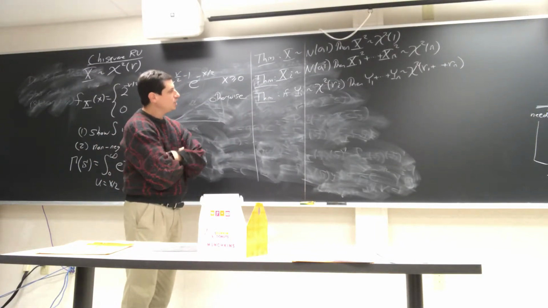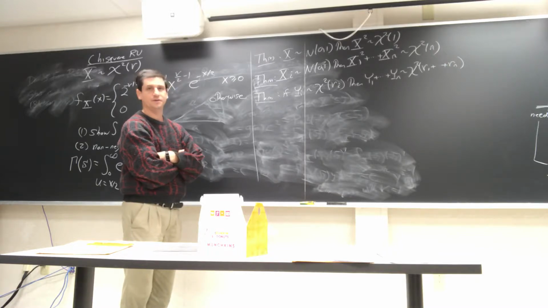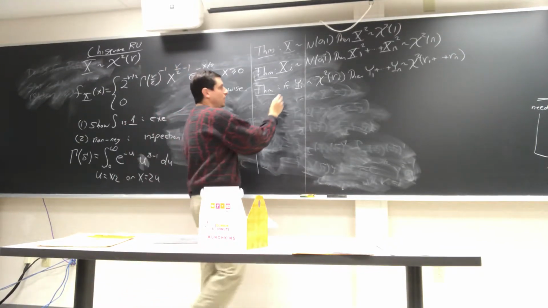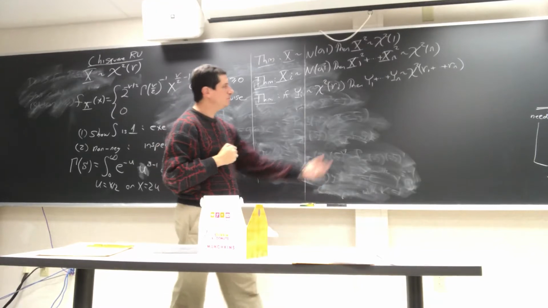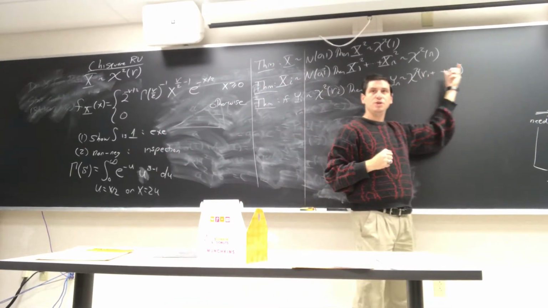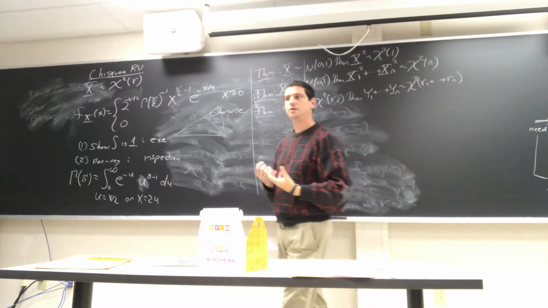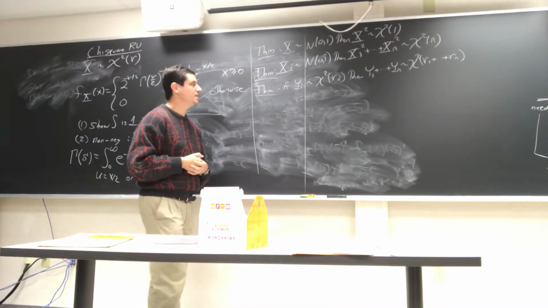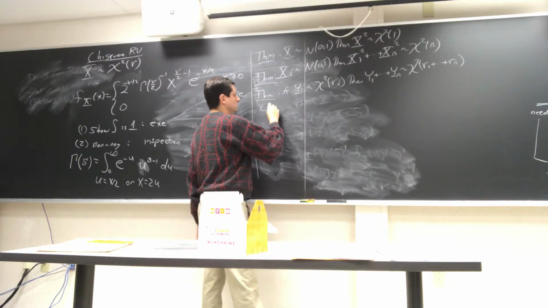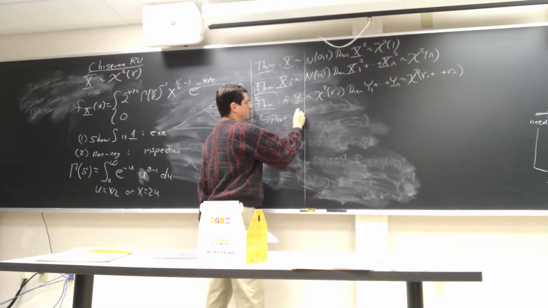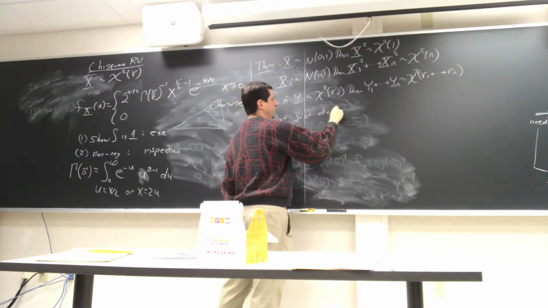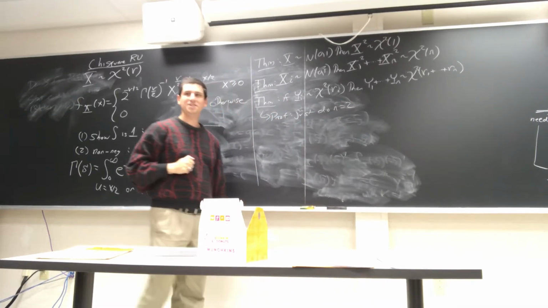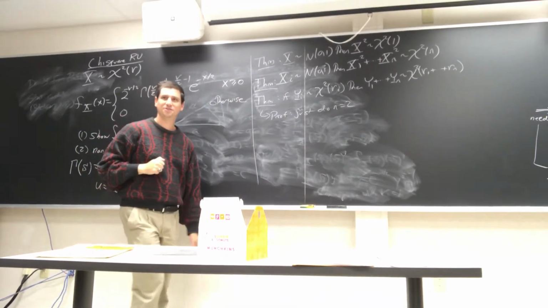Now, let's talk about proving theorem 3. We want to show that the sum of chi-squared random variables is a chi-squared where the parameter is the sum of the nu's. It's the sum of the degrees of freedom. I claim it's enough to do just n equals 2. Why is it enough to do just n equals 2?